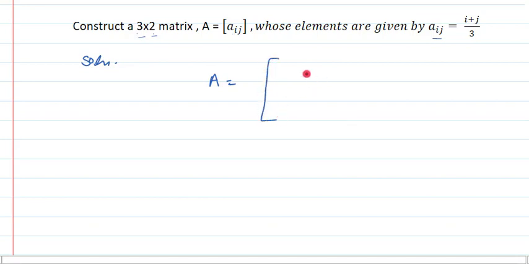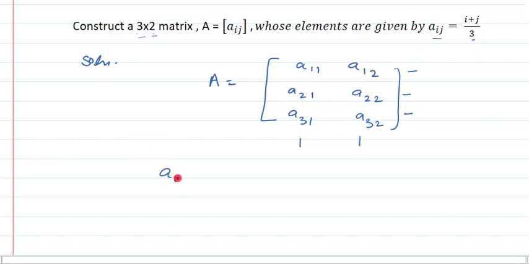To understand this problem, first of all, let me write A in its general form. So A can be written as a11, a12, a21, a22, a31, a32, because this has 3 rows 1, 2, 3 and 2 columns 1, 2. Now it means we need to calculate these 6 elements which are defined by this formula. So I can calculate now very easily. aij means I need to calculate a11 first. So a11 is equal to (1 plus 1) upon 3, that is the element is 2 upon 3.